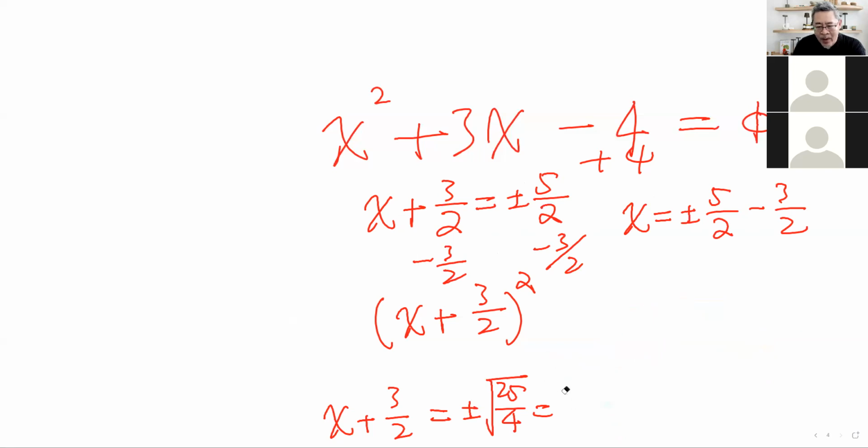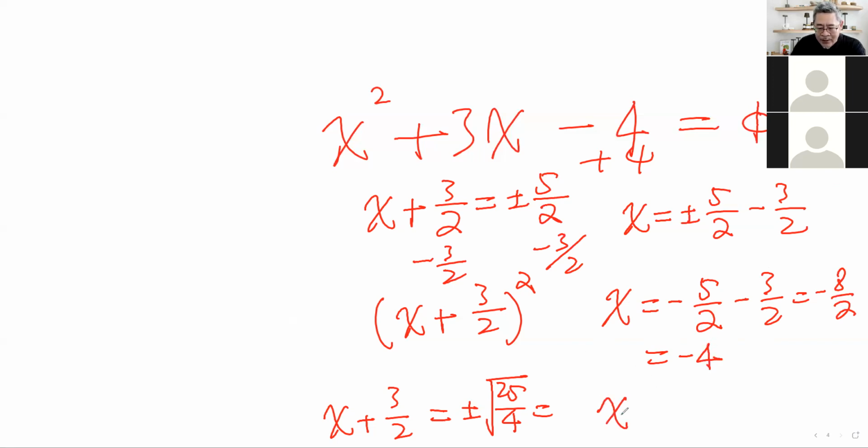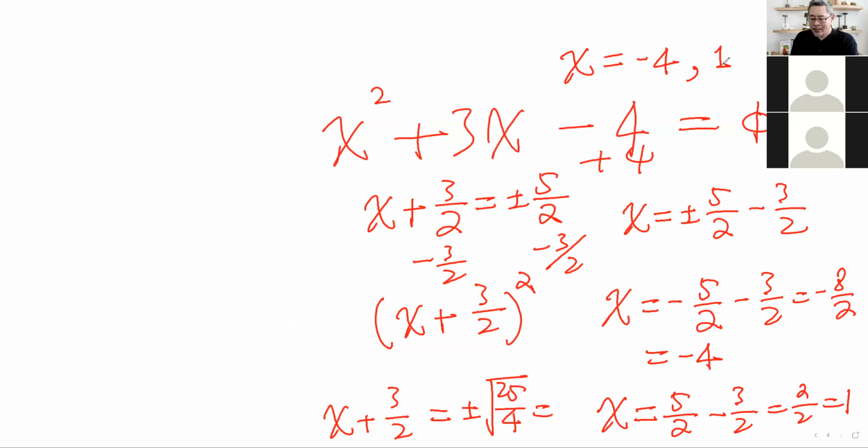One is when we have negative 5 over 2. So x is equal to negative 5 over 2 minus 3 over 2. That is negative 8 over 2, which gives us negative 4. That's one solution. Another is x equal to positive 5 over 2 minus 3 over 2, that is 2 over 2, so we get 1. So therefore, we have two answers: negative 4 and 1. Are we good on this one?